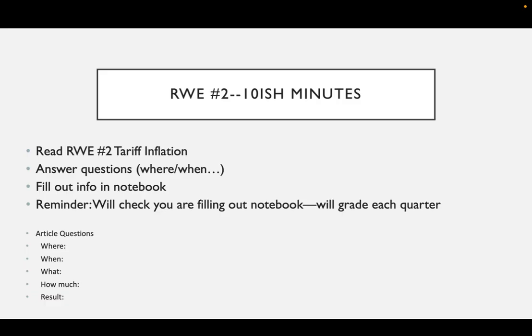The next thing you're going to do right now is there is a real world example news article. It's called Tariff Inflation. You're going to read the article. After you read the article, you are going to go to your notebook. You should already have one real world example article in there. It should be a separate section in your notebook. You're going to label this RWE number 2. I showed you how to draw it and label it last class. You're going to read the article, then you're going to fill out these questions right here: where, when, what, how much, result. You'll have about 10 minutes.